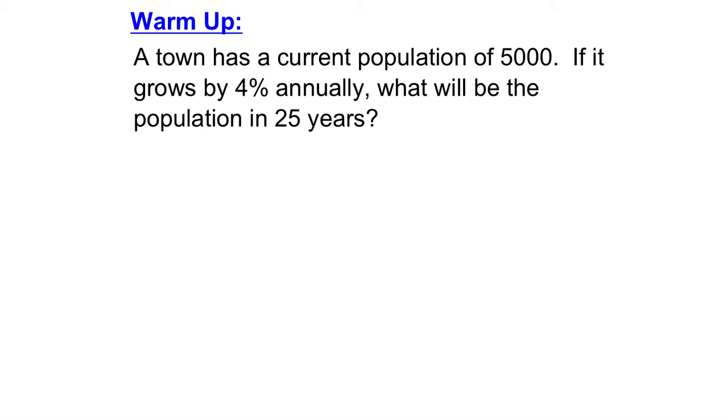Before starting this next lesson, try the warm-up. This warm-up involves reaching back to the previous unit about exponential functions. See if you can figure this out. A town has a current population of 5,000. If it grows by 4% annually, what will be the population in 25 years?